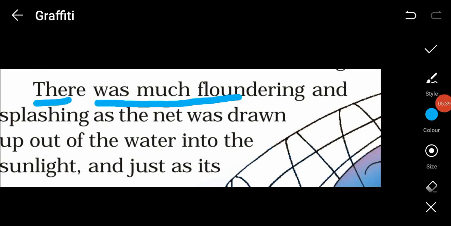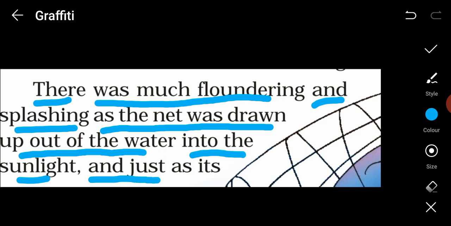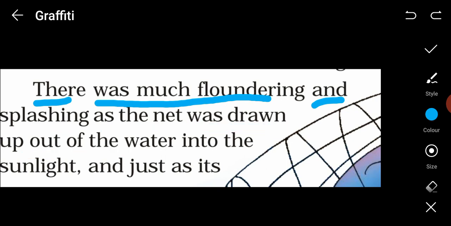There was much floundering and splashing as the net was drawn up out of the water into the sunlight. So there was lots of floundering, means they were wiggling around trying to get out of the net, and they were splashing their fins so that they could avoid getting caught in the net. And as the net was taken up out of the water and into the sunlight.